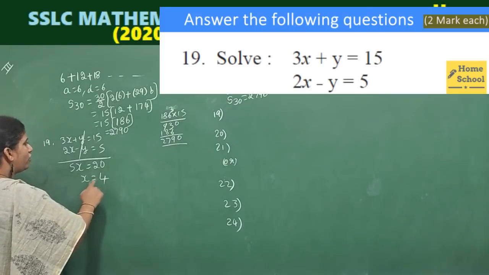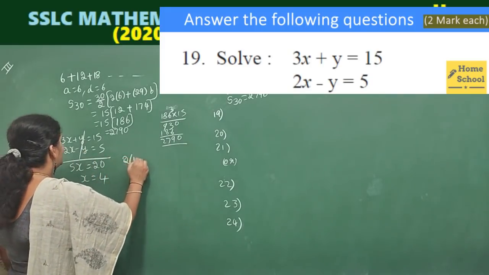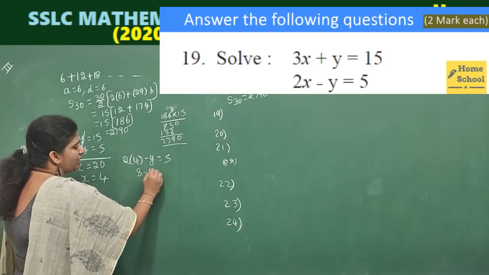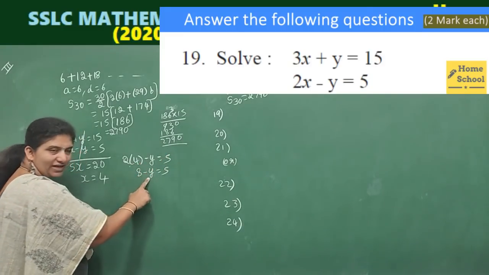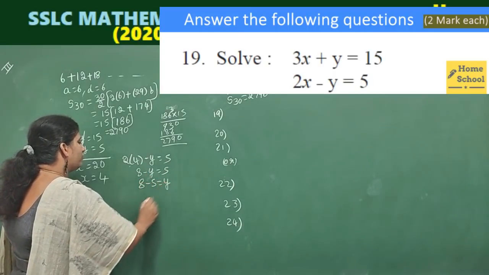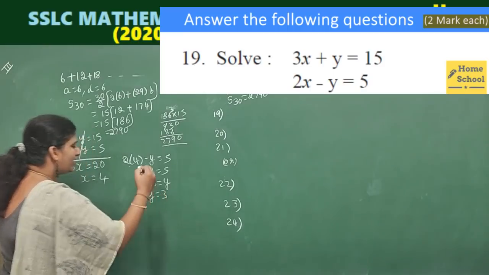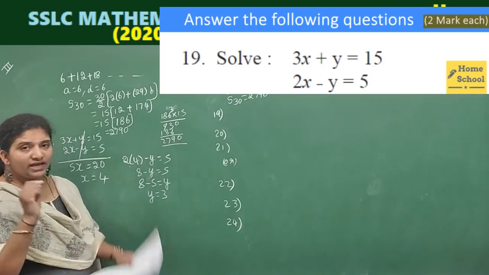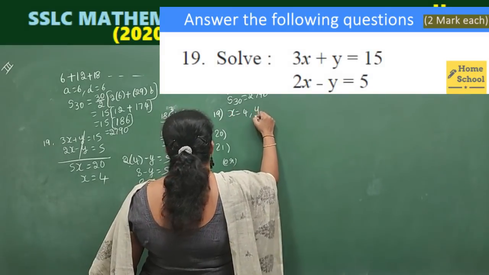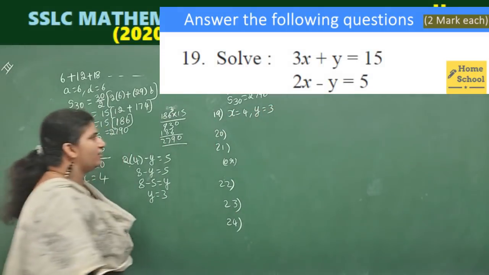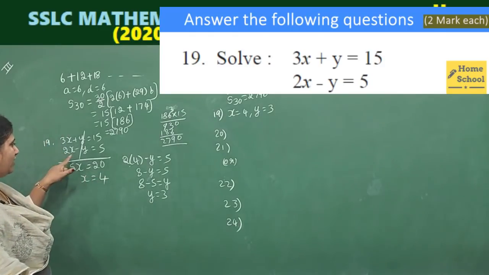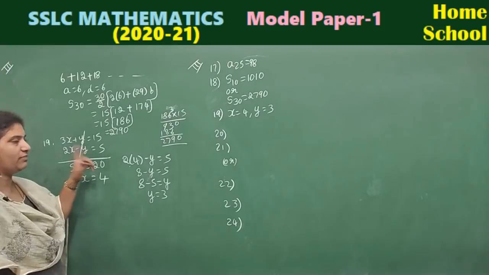If x is equal to 4, substitute in any one of the equations. 2 into 4 minus y is equal to 5. 2 4s are 8. 8 minus y is equal to 5. Whereas y is negative, send this y to the other side. 8 minus 5 is equal to y. Y is equal to 3. Therefore, solving the equations, you need to write x equal to 4 and y is equal to 3. If you want, you can check whether your answer is right or wrong. Check it here: 4 2s are 8, 8 minus 3 will be 5.